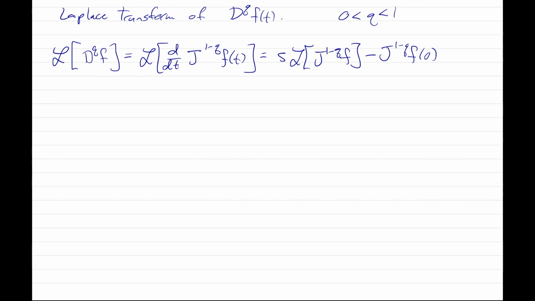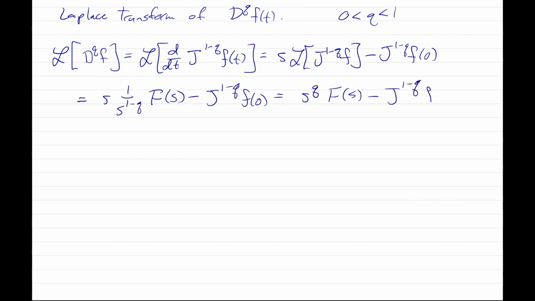And then I can go ahead and wrap it up. We already talked about what this guy is, so it's going to be s times 1 over s to the 1-q times F(s), minus J^(1-q) f(0). Okay, there we go. And then finally, this is going to be s^q F(s) minus J^(1-q) f(0). Okay, so this is a nice handy formula.